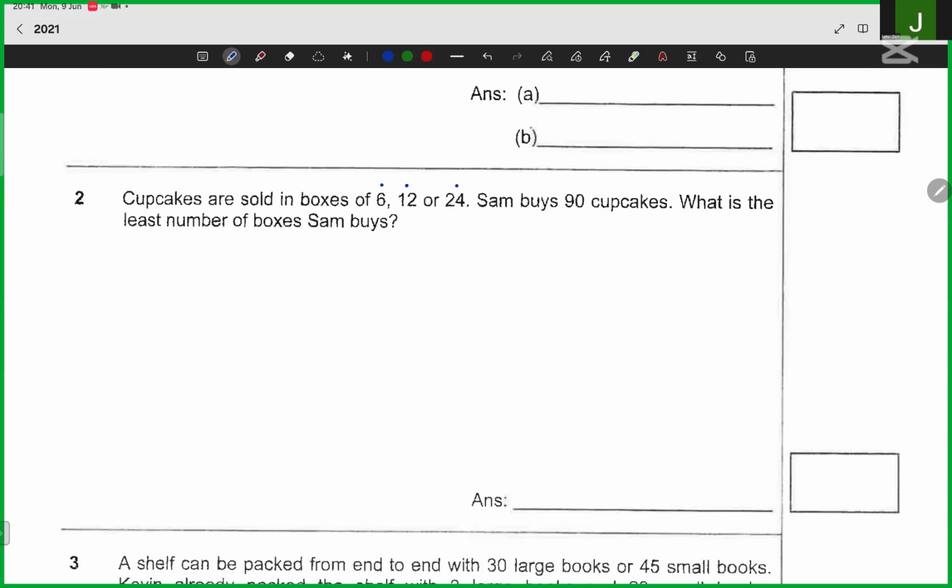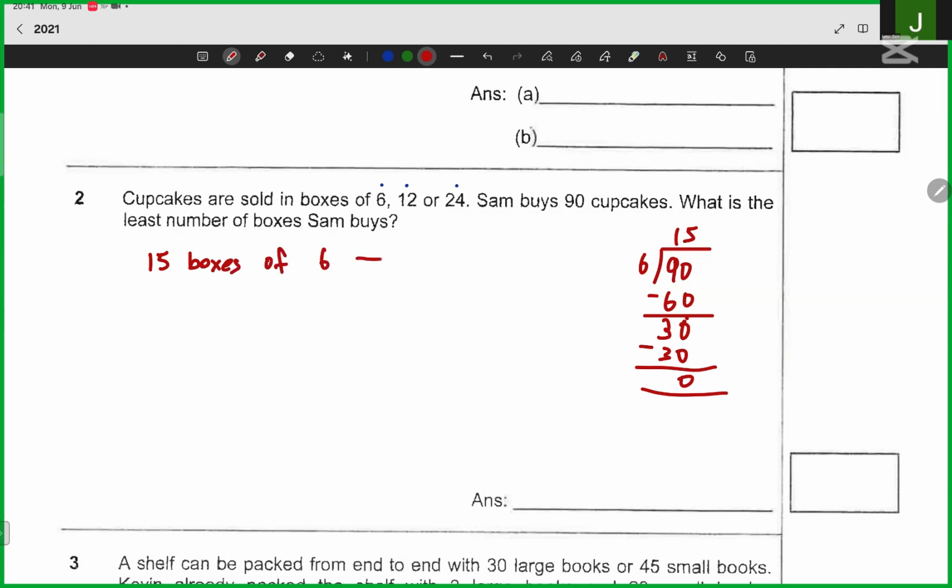So I try a little bit. I say, can I take 90 divided by 6? I realize, hey, can. 90 divided by 6, this is paper 2, right? So I can actually just use the calculator. That means it will be 15 boxes. So Sam buys 90 cupcakes. He can choose to buy 15 boxes of 6. That will be 90 cupcakes.